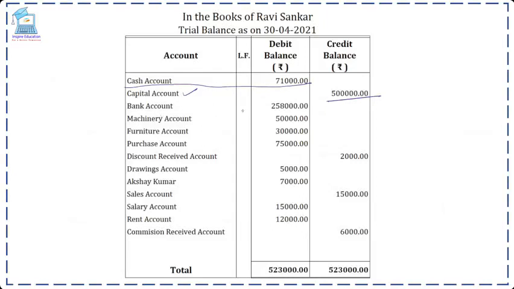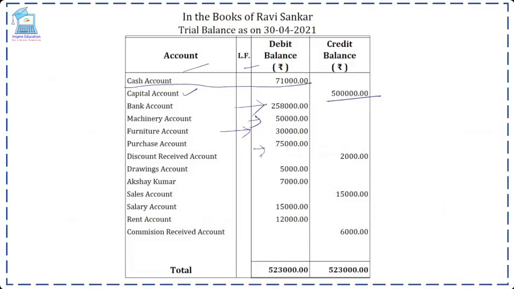Then the bank account there is a balance of 2,50,000. Then machinery account 50,000. Furniture account 30,000. Means we'll write account name, ledger folio, balance, and like this. This is the statement.